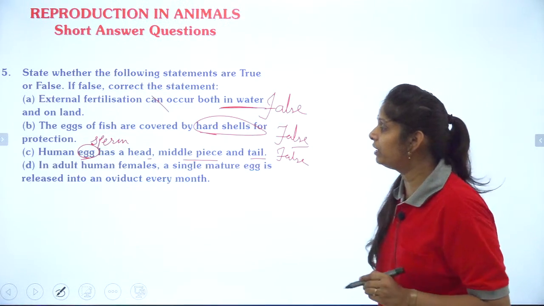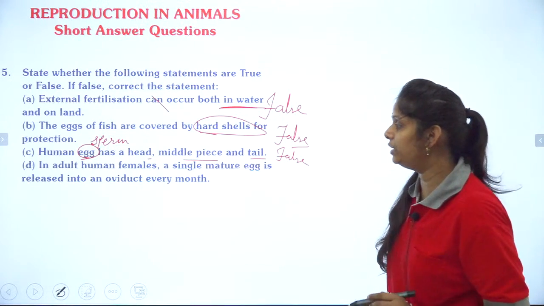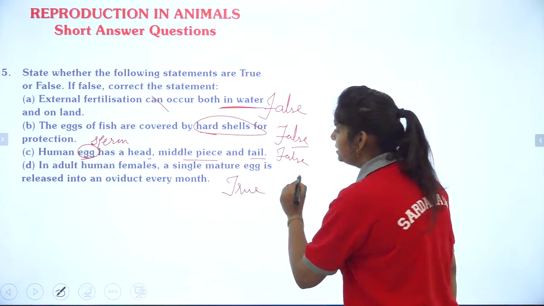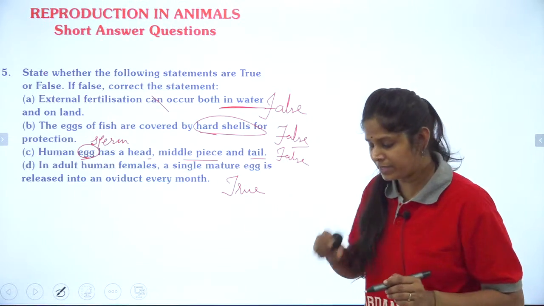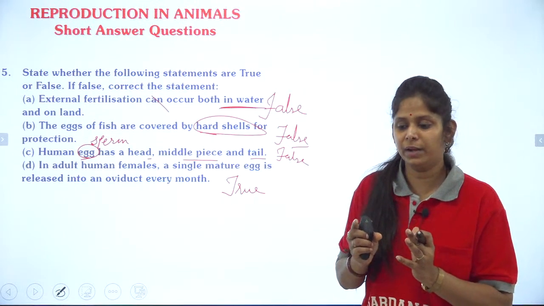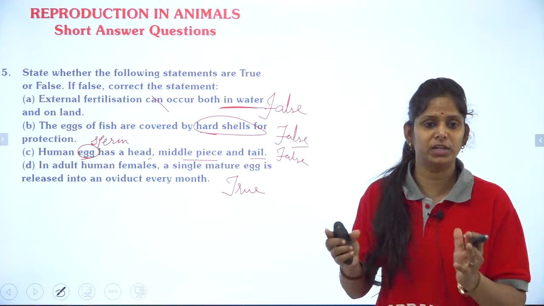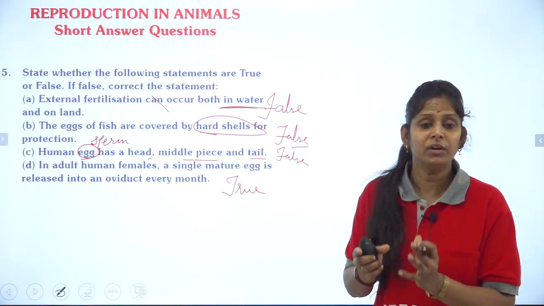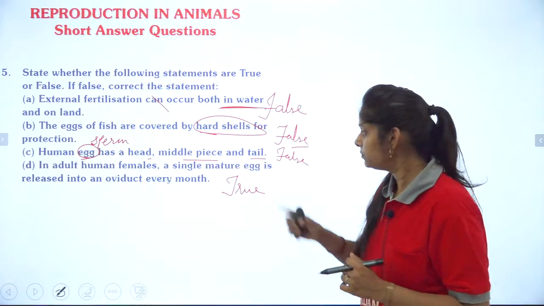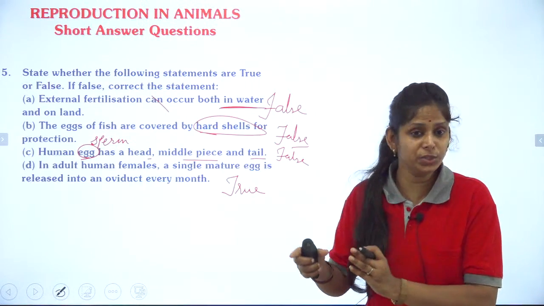Clear? Then after, in adult human females, a single mature egg is released into an oviduct every month. Yes, this statement is absolutely correct. It is talking about the release of the egg. What happens? In the starting, at first the walls of the uterus start becoming thick, for the development and protection of the embryo, which will embed in the uterus. At first, the egg is released in the fallopian tube.